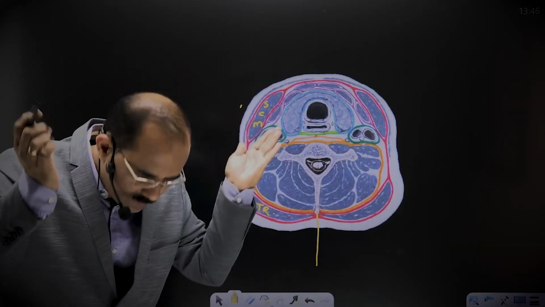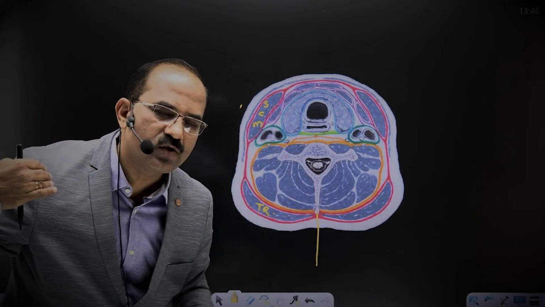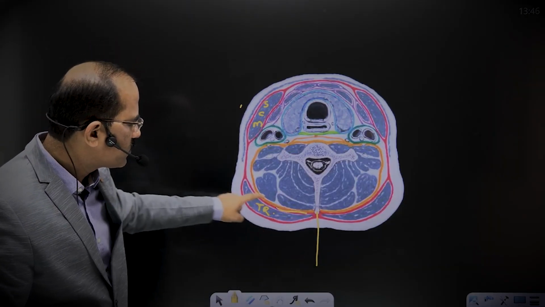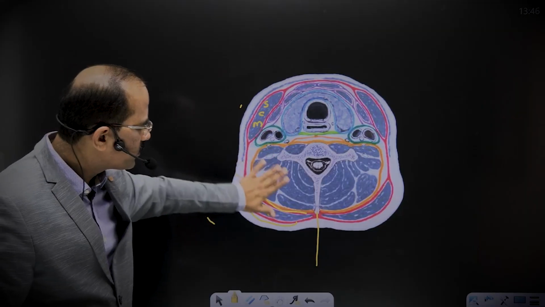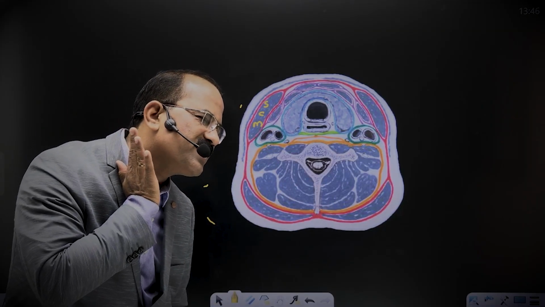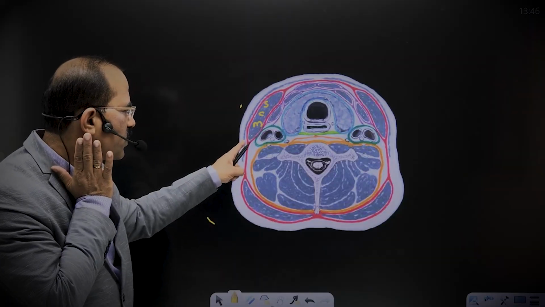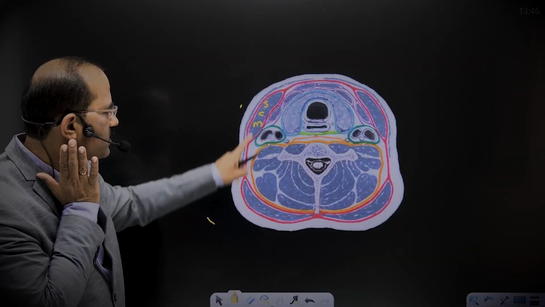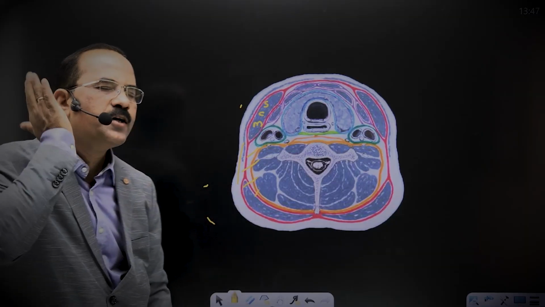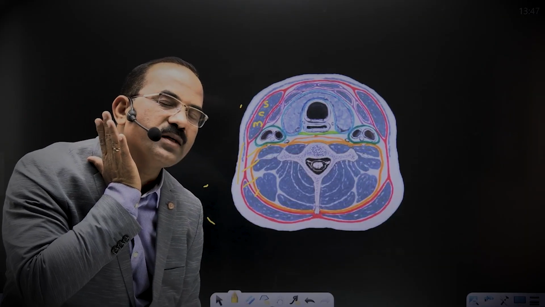It goes laterally and gets this muscle here, the trapezius. It splits and encloses the trapezius muscle. Look at this red. Now this fascia is going like this. So what is this fascia going to form? This is trapezius, this is sternocleidomastoid. So what is this area? Posterior triangle of the neck. So it is going to form the roof of the posterior triangle of the neck.